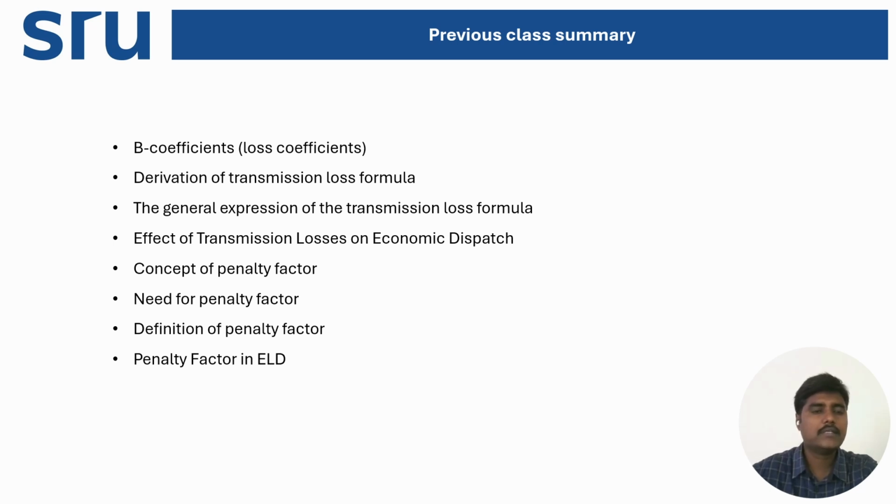In the previous lecture, we discussed loss coefficients and derived the formula for transmission losses, expressing transmission loss using a generalized expression. We discussed the effect of transmission losses on economic dispatch, and we defined the penalty factor and understood the need for it. We did one example problem which incorporates the penalty factor, by which we understood its importance in economic load dispatch.